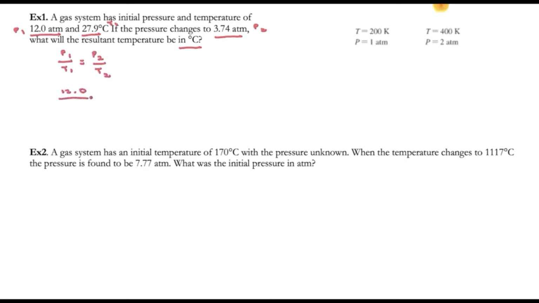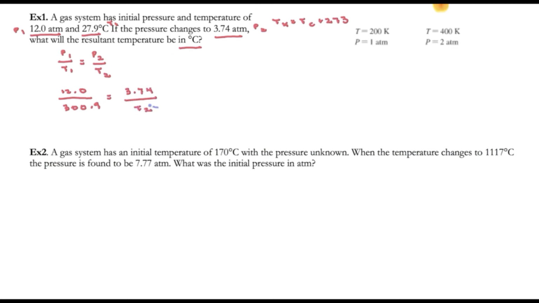My T1 I'm given it in degrees Celsius. So what I need to do, remember, to go from degrees Celsius into Kelvin, I need to simply add 273 to my temperature in Celsius. So I'm going to do that right now. So 27.9 plus 273, and I get 300.9. So I'm not going to round this. I'm going to just keep it as it is. That equals my pressure in my second situation, which is now 3.74 atmosphere. So my pressure has decreased, and I'm being asked to solve for my new temperature.